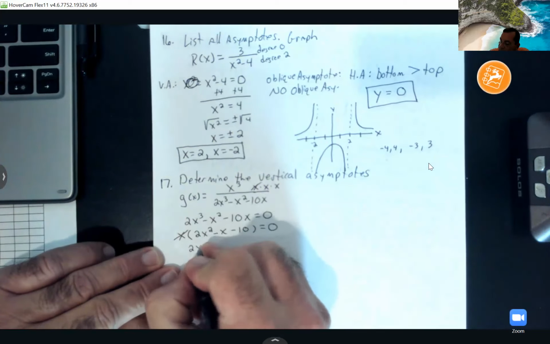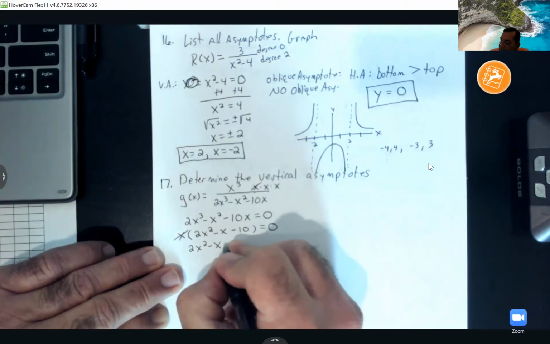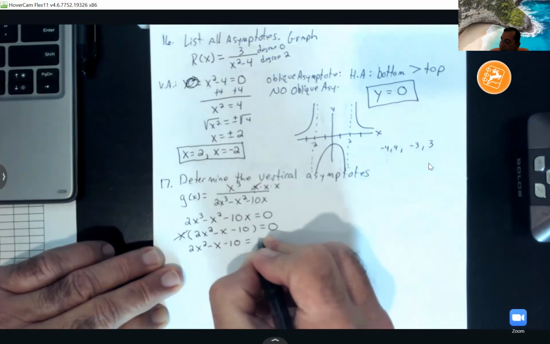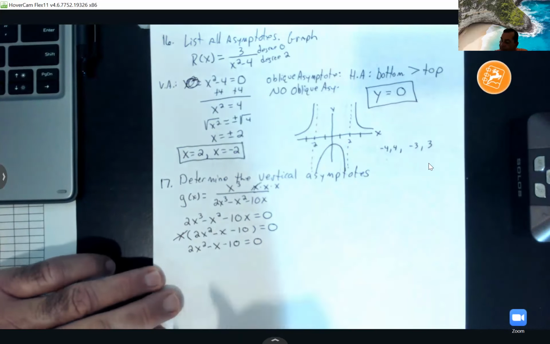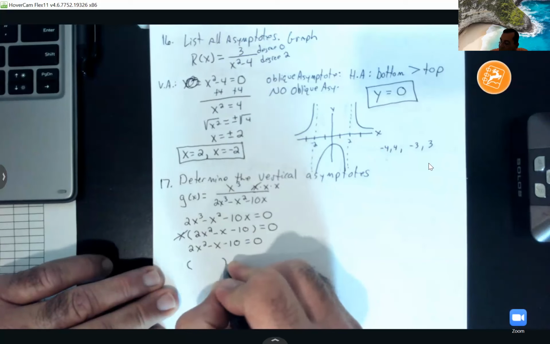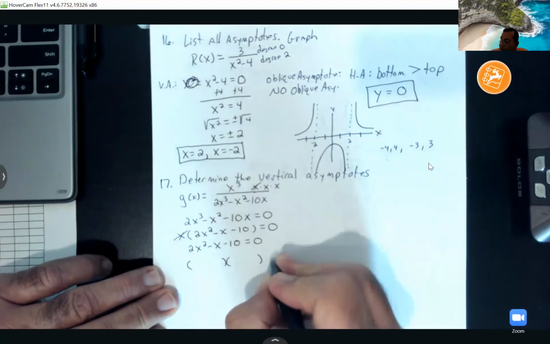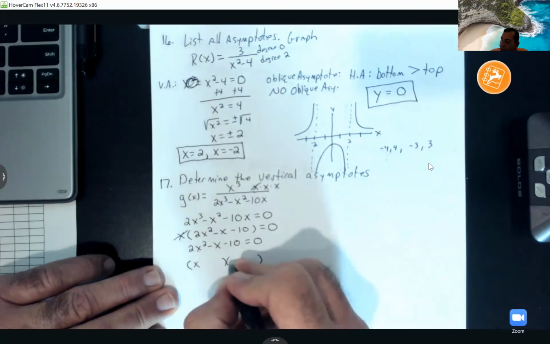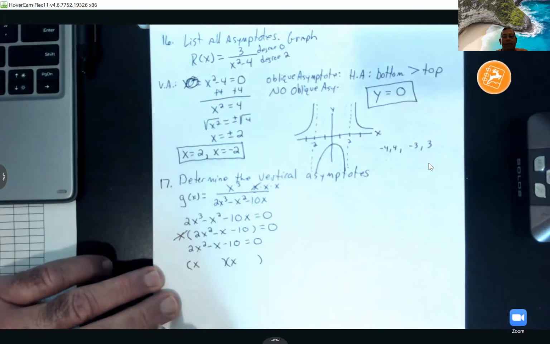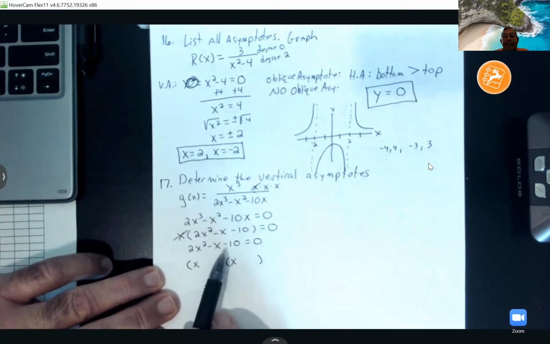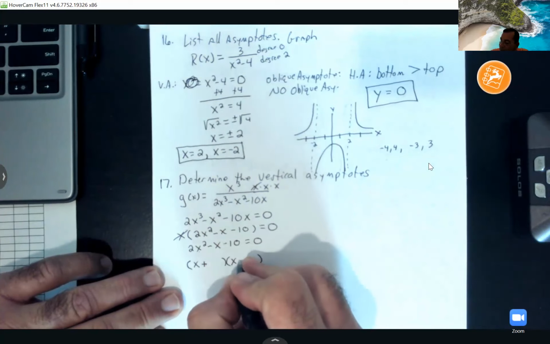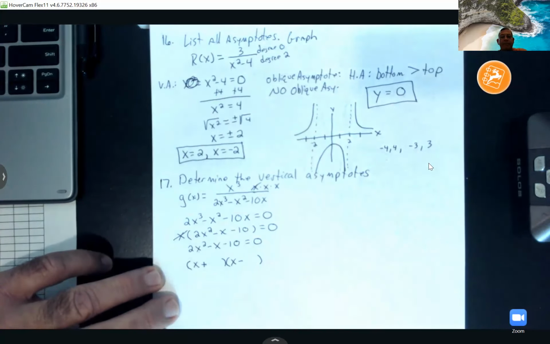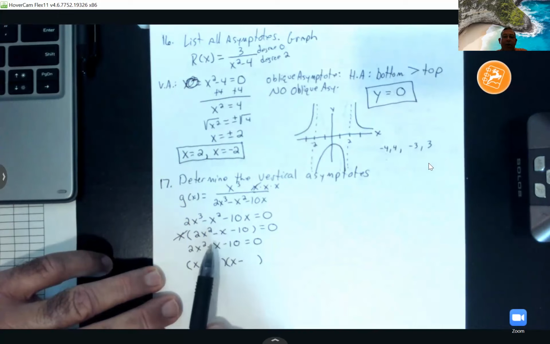So the 2x squared minus x minus 10, I'm going to set equal to 0, and I'm going to solve this by factoring. Now, x squared is still going to give me an x and an x in the front. The last sign is negative, so one of these will be positive, one of these will be negative. So everything's still the same as far as the signs and the front of these being the x squared.